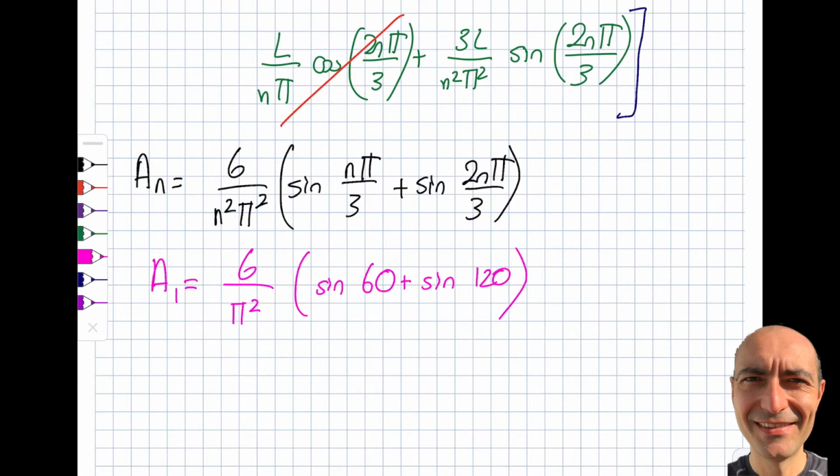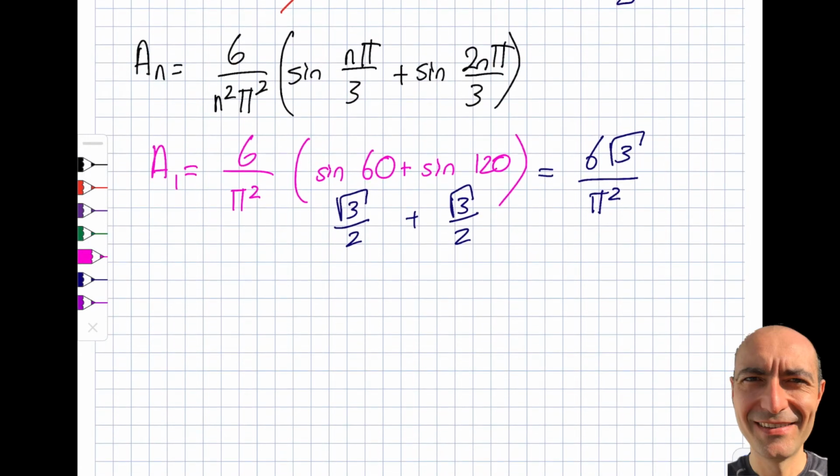When n is equal to 1, it's pi over 3 over here, and this is going to be 2 pi over 3, which is 120. Perhaps you do know this as well, but this is going to be square root of 3 by 2, and this is going to be square root of 3 by 2, so if I sum them up, I'll get 6 square root of 3 by pi squared. That would be my a1. Let's look at a2. It's going to be 6 pi, and n is 2, so it's going to be 2 squared pi squared, and then this is going to be sine of 120 plus sine of 240.